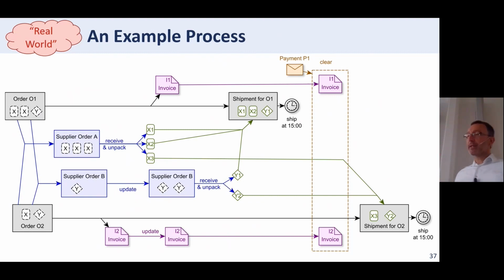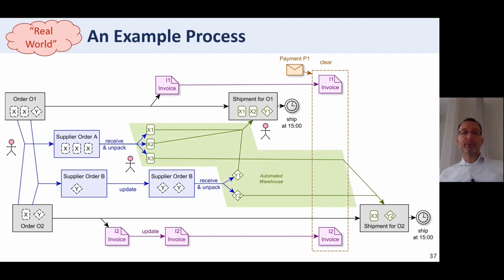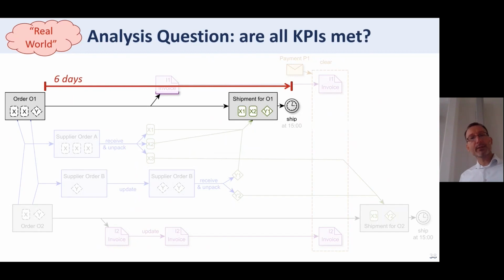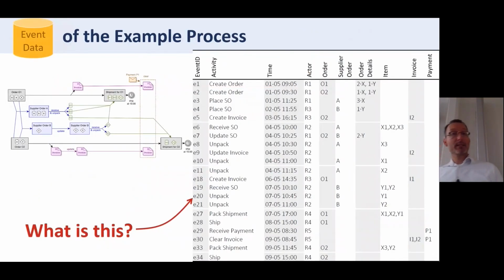And to make this a bit interesting as well, of course, we have people, we have maybe an automated warehouse to support us. But to make this interesting, the retailer promises to ship everything within 6 days of placing the order. And I'm going to show you event data in a moment where this is violated. So here's the event data.